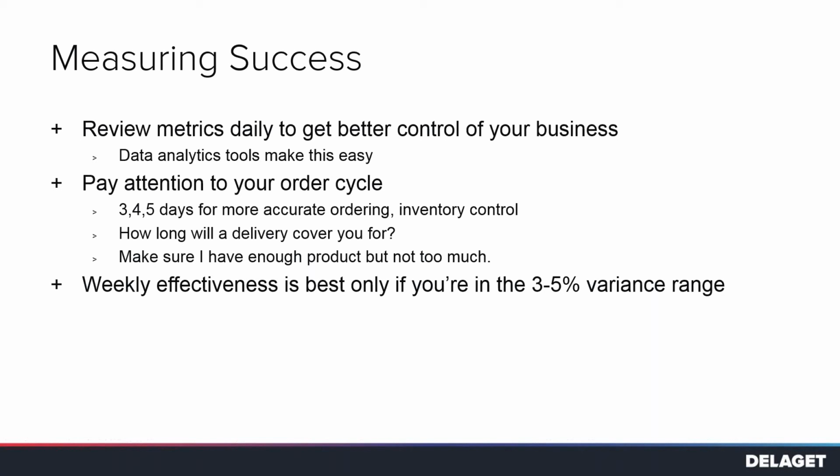Beyond looking at forecasting on a daily basis, look at it for your ordering cycle. If you have a 3, 4, or 5-day order cycle, is your variance to forecast in that 3 to 5% range? If it is, and assuming that your ordering practices are in place, you stand a much better chance of having enough product to get you through your next order cycle, in a position where you're not borrowing product, and also not tying up your organization's revenue or money by having too much product on your shelves because of a forecasting or an ordering issue.